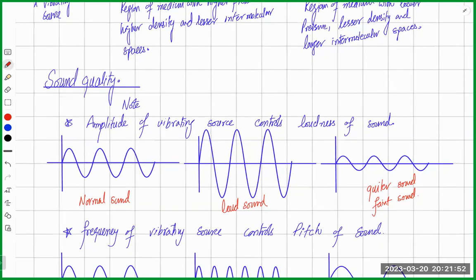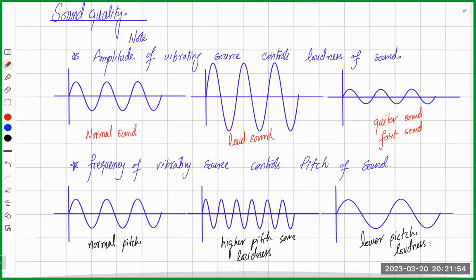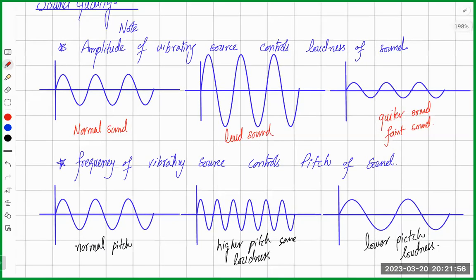Now, another thing is the pitch of the sound. Look, three waves are there. The first one is a normal pitch. The second one is high pitch, because in the same time, more waves are produced. In the same amount of time, more waves are produced. So this means it is high pitch.